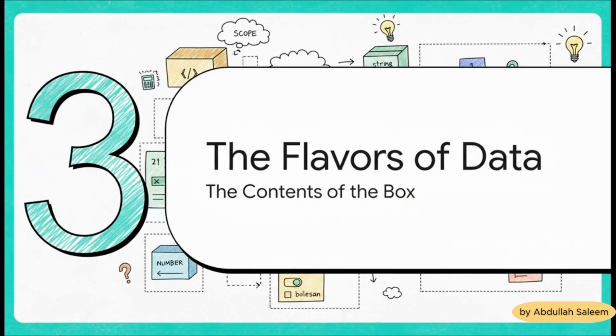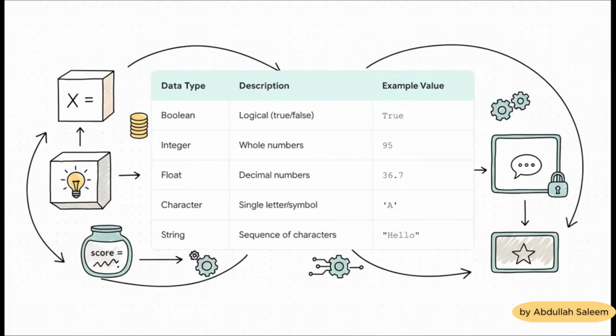Okay, so we know what variables are, and we know about their neighborhood rules, or scope. But what can we actually put inside our boxes? This is where our third big idea, data types, comes into play. You see, computers need to know what kind of information they're dealing with.